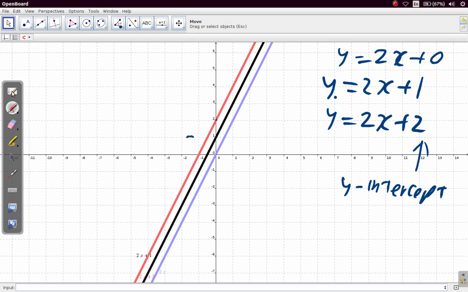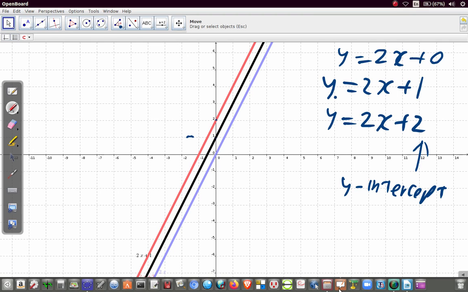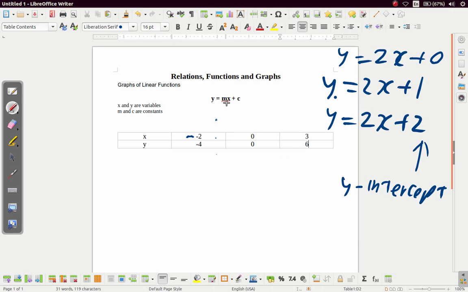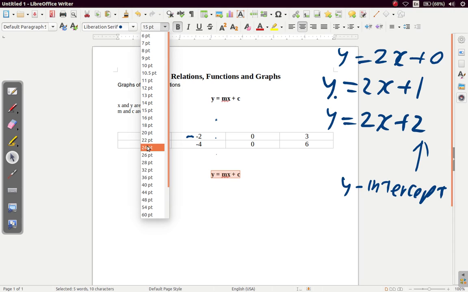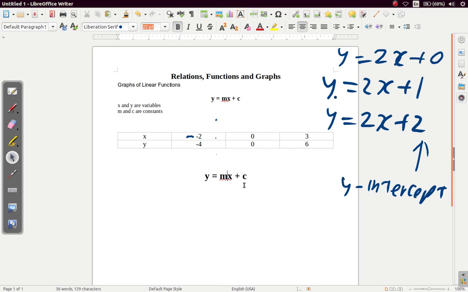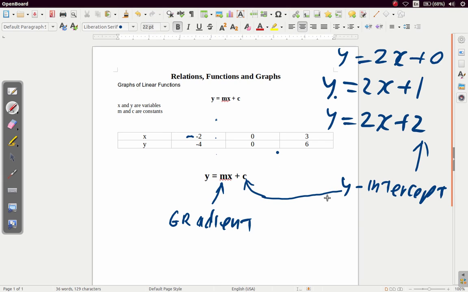So basically, if we look back at our document here, we see that in the case of y equals mx plus c, let me put it down here. In the case of y equals mx plus c, m is the gradient. So let me highlight that. M is the gradient and c is the y-intercept. At all times that is so. And those are constants. Alright? So that's the general form of a straight line. You have y is equal to mx plus c, where m is the gradient and c is the y-intercept.